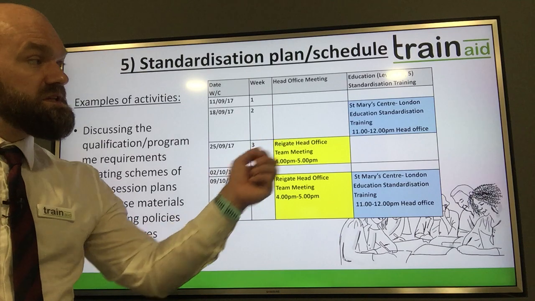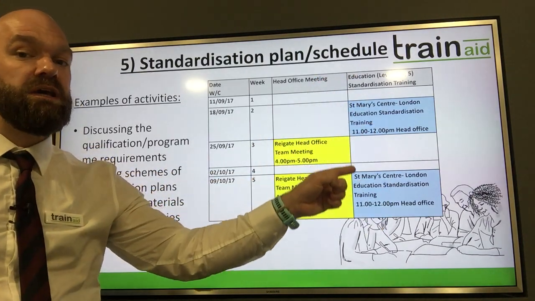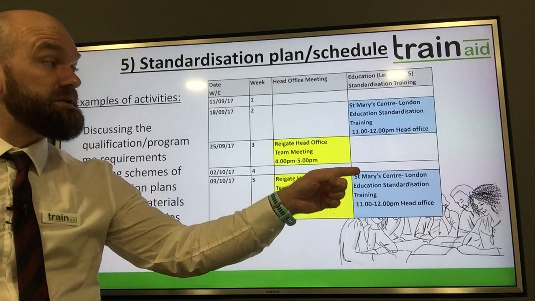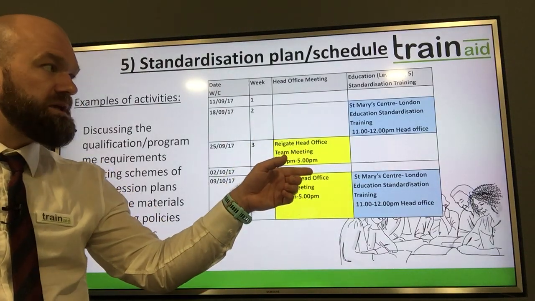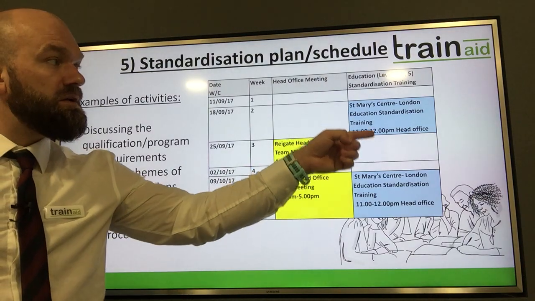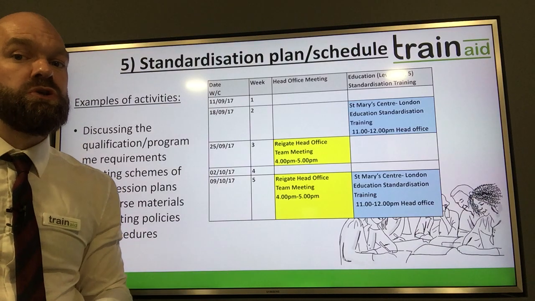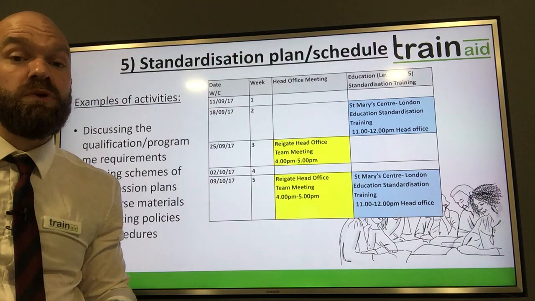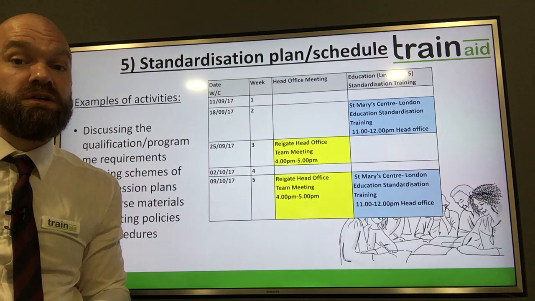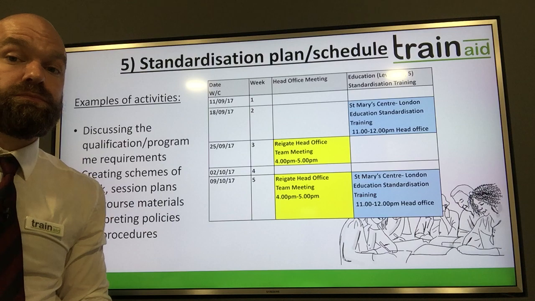And in terms of this example, you can have a column for your standardization meetings. So here we have the general meetings, general team meetings or briefings. Here we have standardization, and this can happen perhaps once or twice a year, but it's very important that you do meet with a team of assessors or trainers in order to promote standardization.